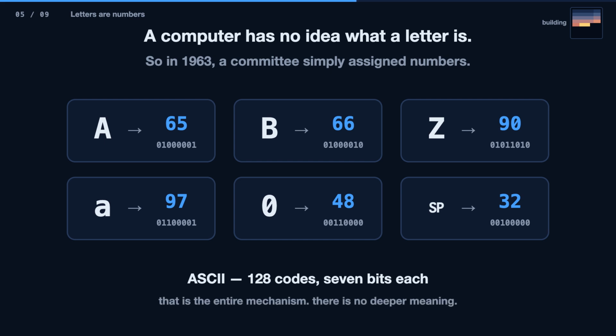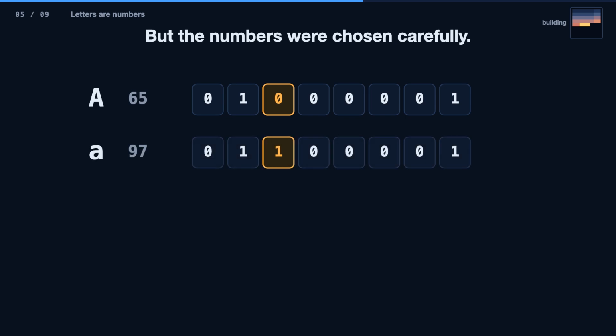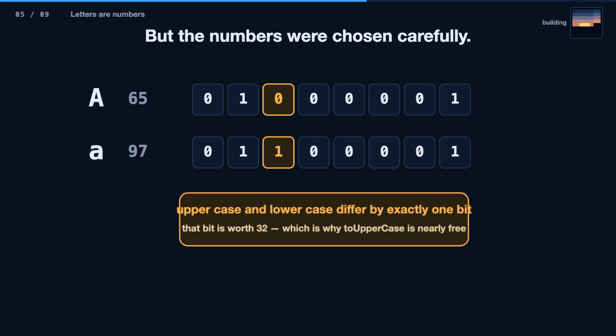That is the entire mechanism. There is no deeper meaning. Somebody wrote a table, and everybody agreed to use it. It was called ASCII, 128 codes, 7 bits each, with 1 bit left over in a byte.